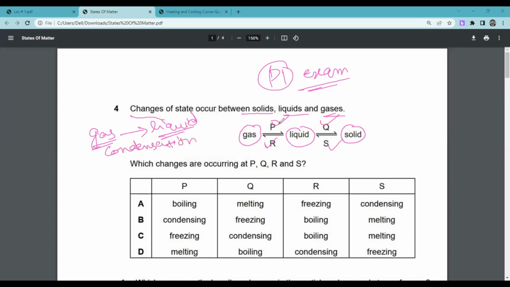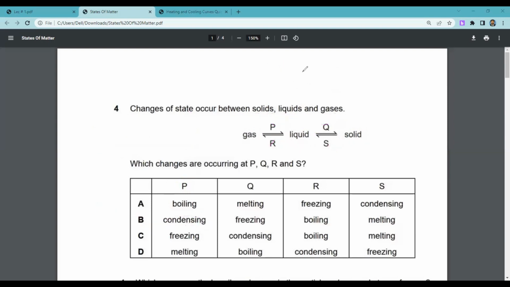Condensation. It means that at point P, condensation is occurring. You can see there is only one option in which P indicates condensation. You can also take that this option is correct very easily. But we will also explain the other options so that the correct option is condensation.